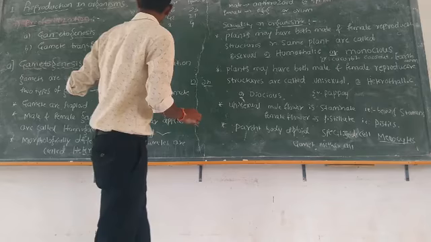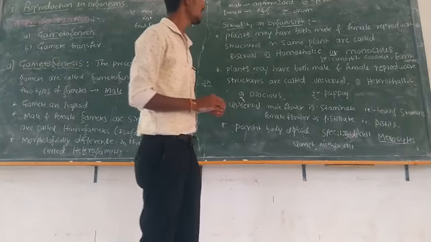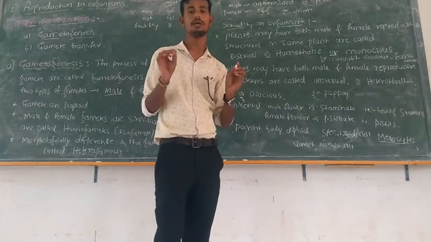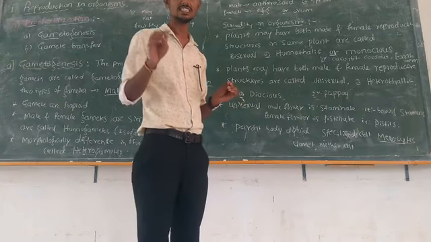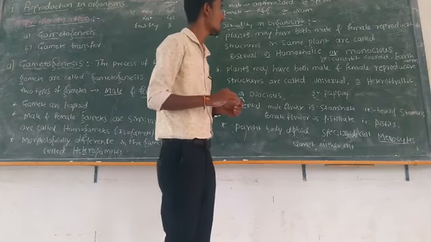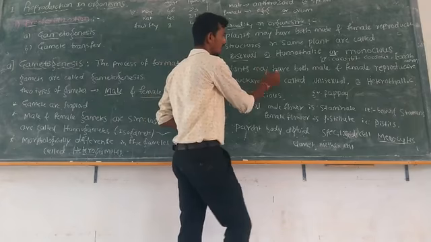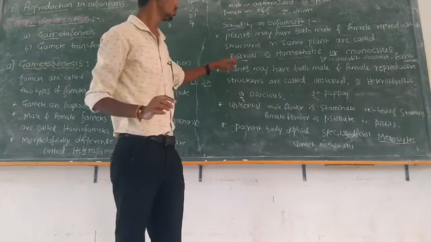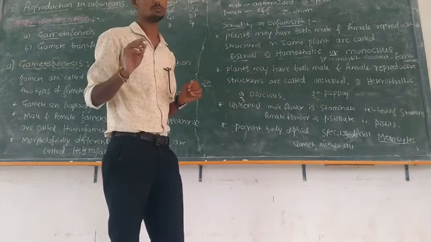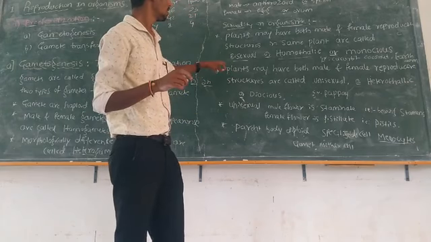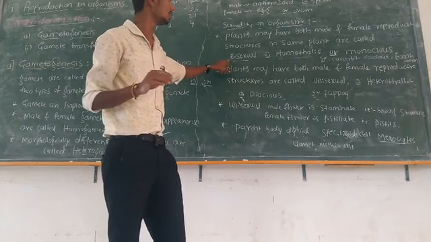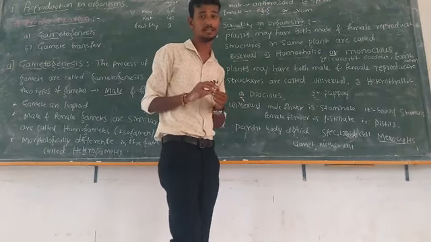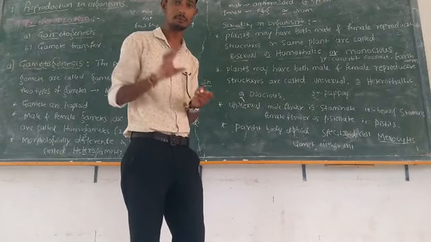Remember the gametogenesis. Plants may have both male and female gametes. When both male and female are present in the same plant or same organism, it is called bisexual or homothallic or monoecious. Okay, don't make a confusion. Bisexual, homothallic or monoecious are the same. Bisexual is only seen in animals, homothallic and monoecious are seen in plants.